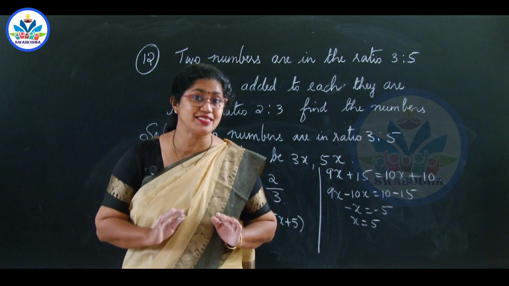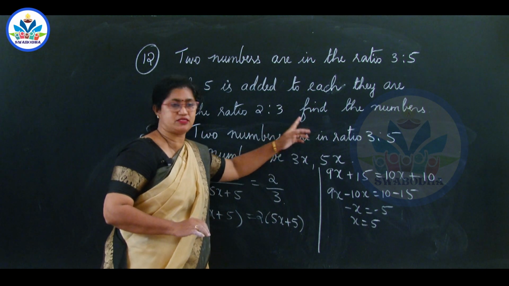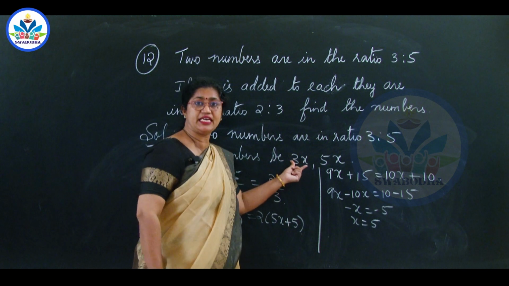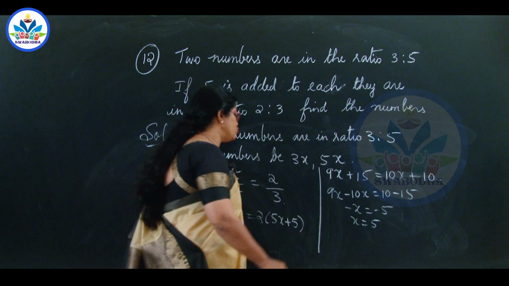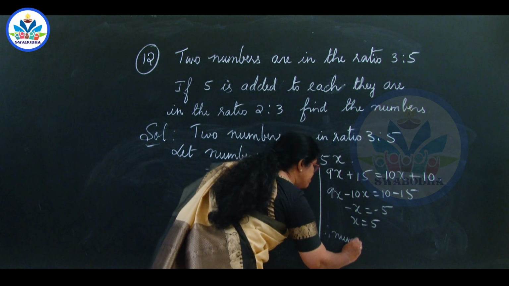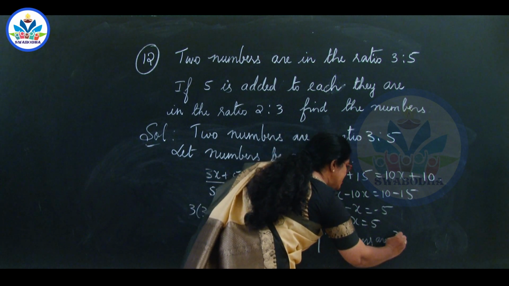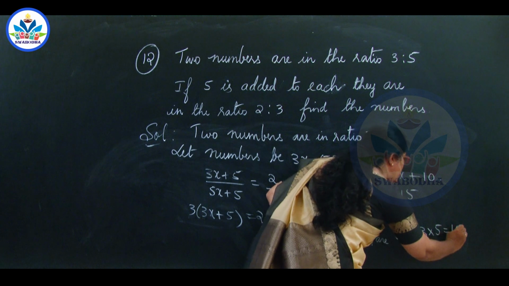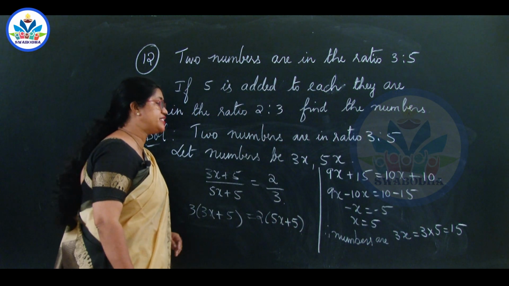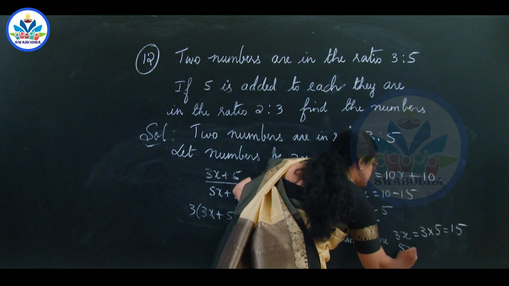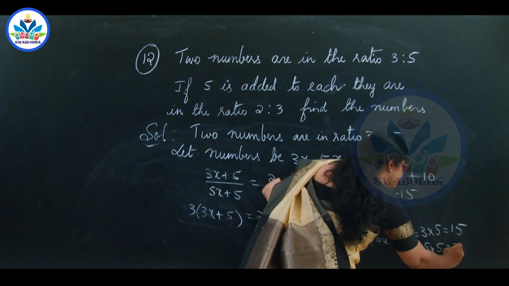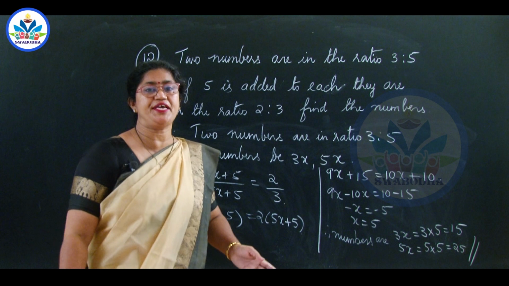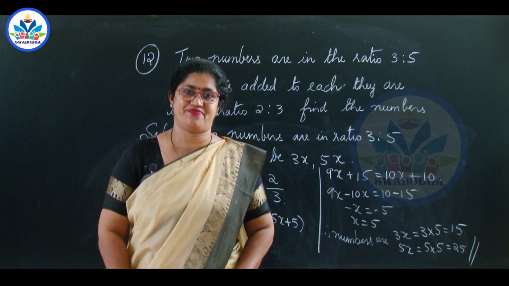You got the value of x, the sum is not over. Find the numbers. What have we taken? Let the numbers be, we have not taken it as x, we have taken it as 3x and 5x. So, write the conclusion. Therefore, the numbers are, one is 3x and that is 3 into 5 which is equal to 15, and the other one is 5x and that is 5 into 5 which is equal to 25. So, we get the two numbers are, one is 15 and the other one is 25.